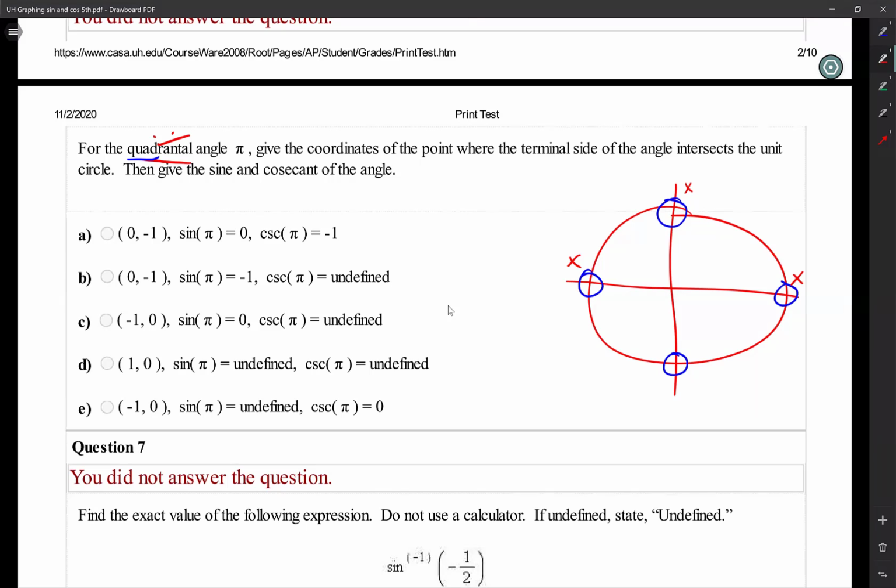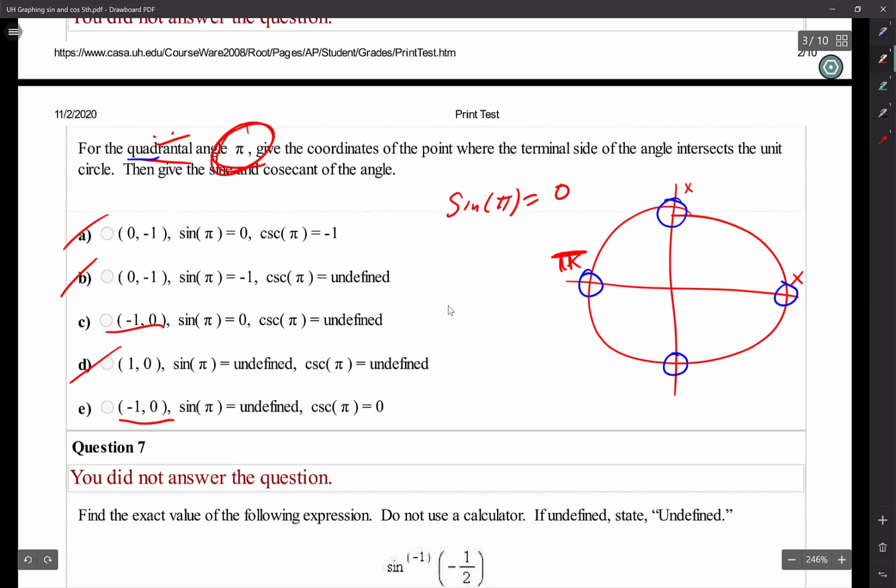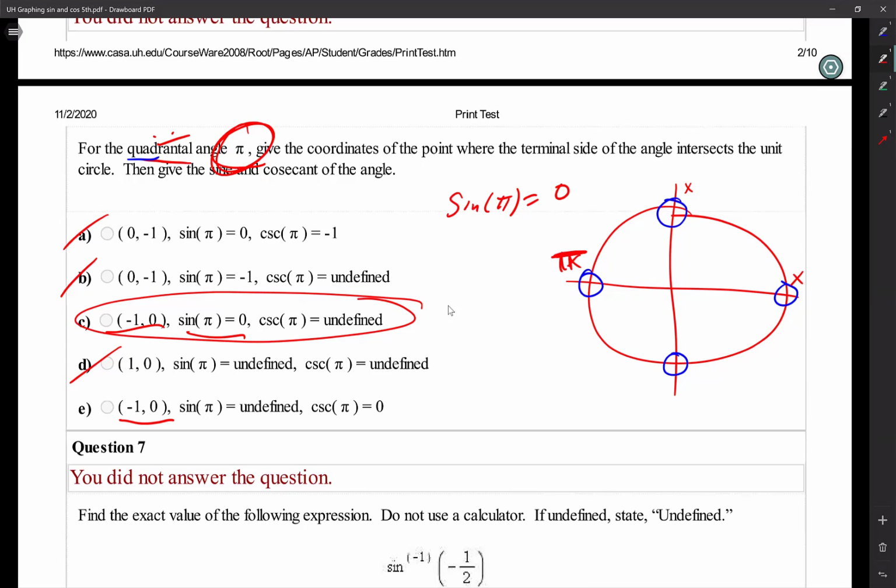That makes sense, guys? Okay, anyway, it doesn't matter. Let's just answer this question. Pi is located right here at 180 degrees. That coordinate is negative 1, 0. So I look for negative 1, 0. Out, out, yes, out. So it's between C and D. Next, we just answer the question. We know sine of pi is 0. So I look for sine pi equals 0. There it is. Cosecant has to be undefined because cosecant is the reciprocal of sine, and 0 has no reciprocal.